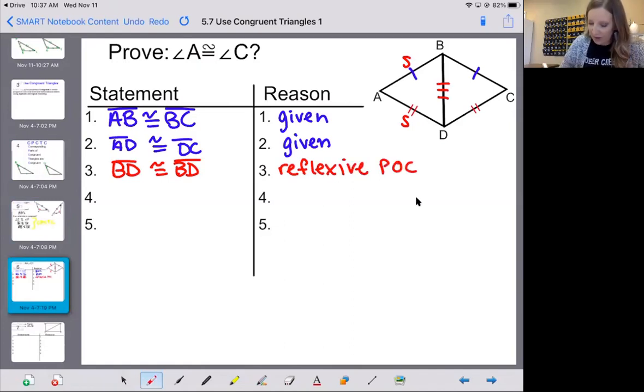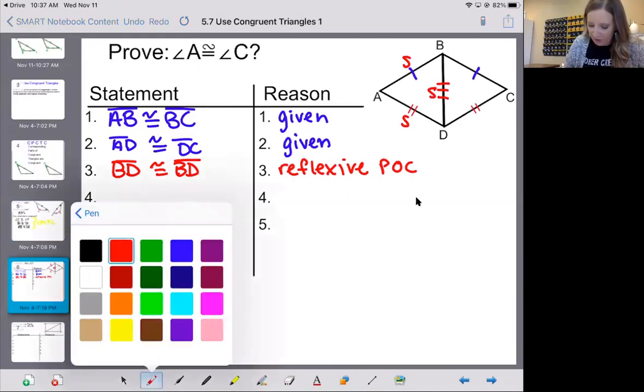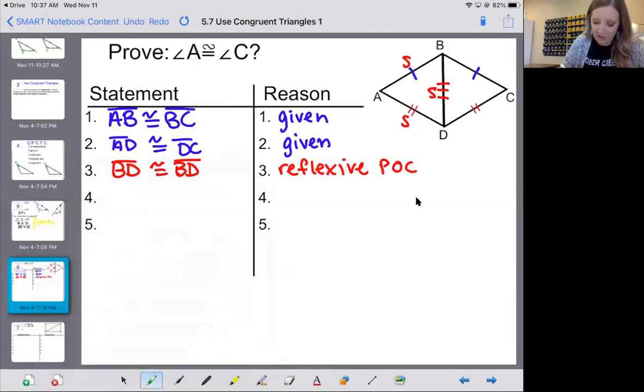All right, so now I have a third side. So I do have side, side, side now. So that means I can show the triangles are congruent. So triangle, let's say ABD, is congruent to triangle... All right, so I started with A, went to B, and then D. So I need to start with C, go up to B, and down to D. And they are congruent because of side, side, side.